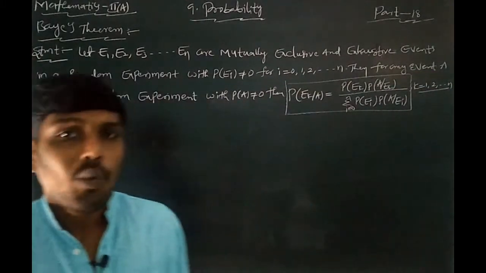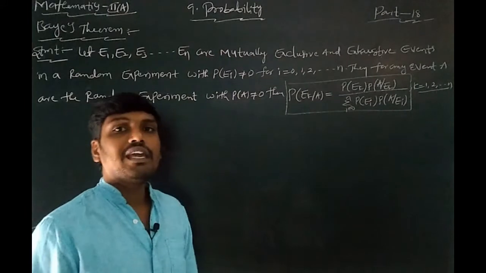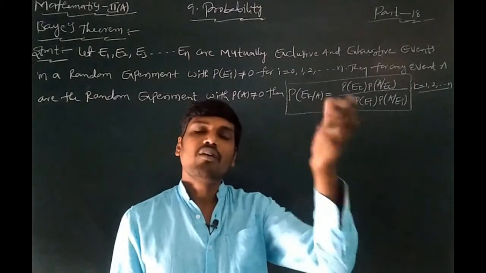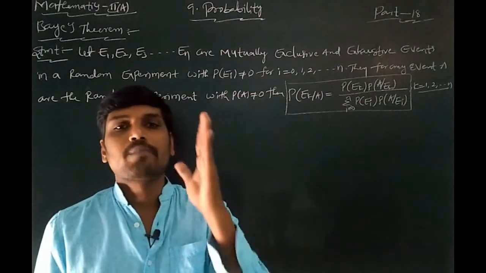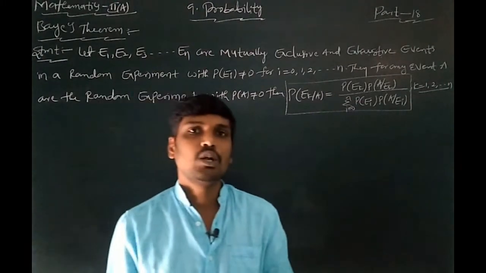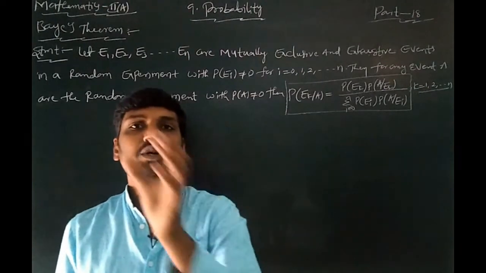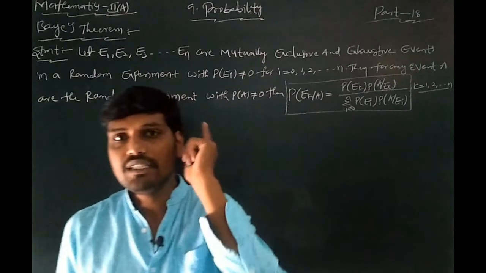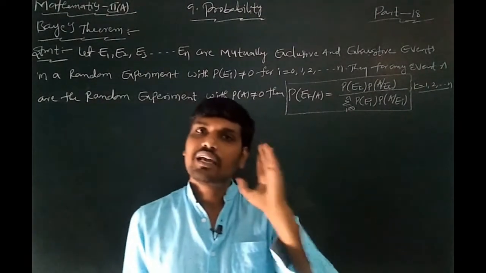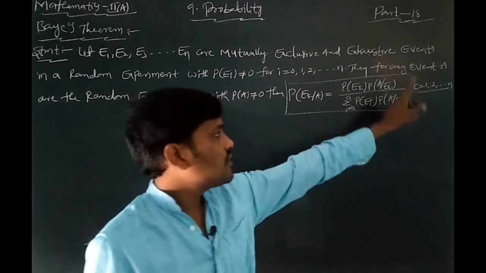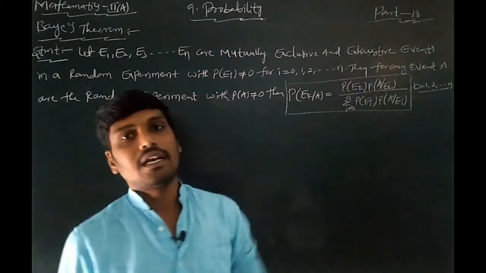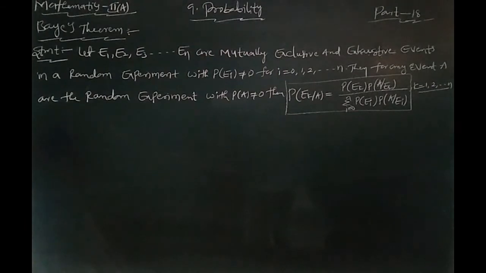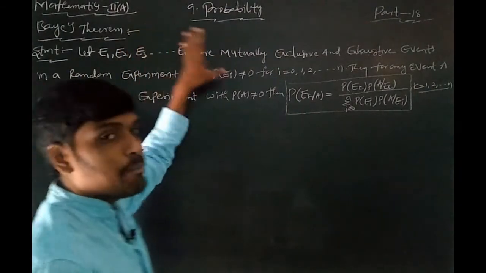What is that formula? P of Ek given A is equal to P of Ek into P of A given Ek, divided by the summation of i equal to 1 to n of P of Ei into P of A given Ei. Here P of Ei must be not equal to 0, and k value is 1, 2, 3, and so on. This is the statement of Bayes theorem. This statement is very important.